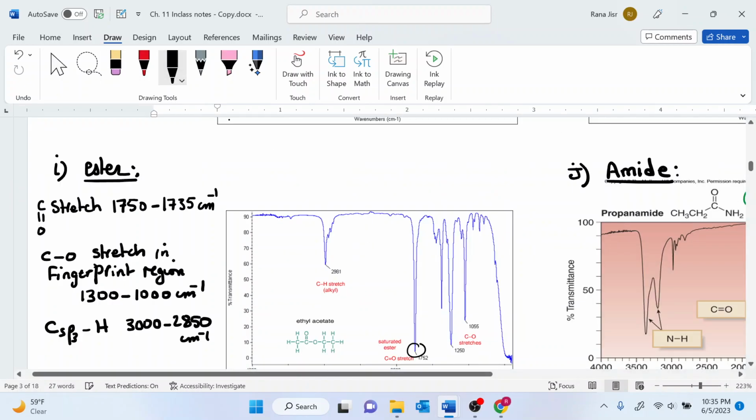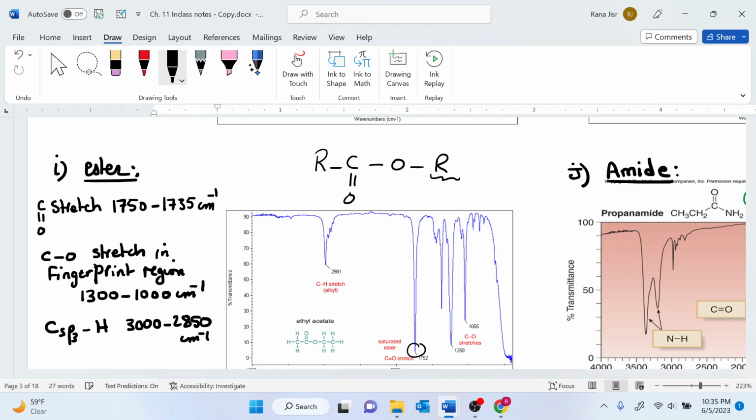Esters have a molecular formula of an RC double bond O and an O and an R. The R is an sp3 hybridization. So this is a carbon that is sp3 hybridized in there. So I am looking at the following functional groups. I am looking for the carbonyl, and the carbonyl is, as we said, the longest peak in the spectrum in there. And I am looking for the sp2 CO stretch.